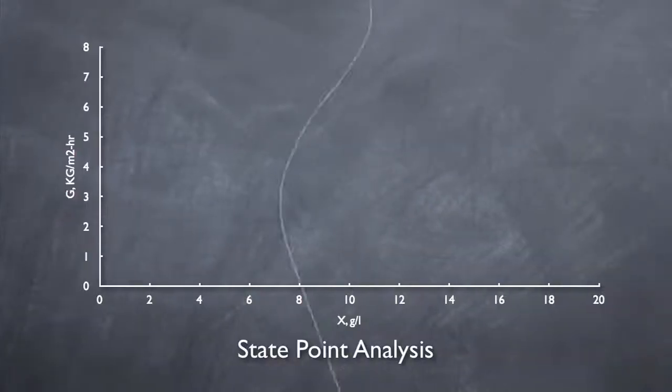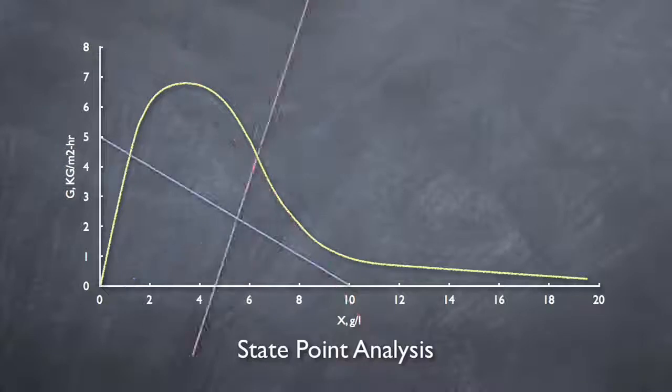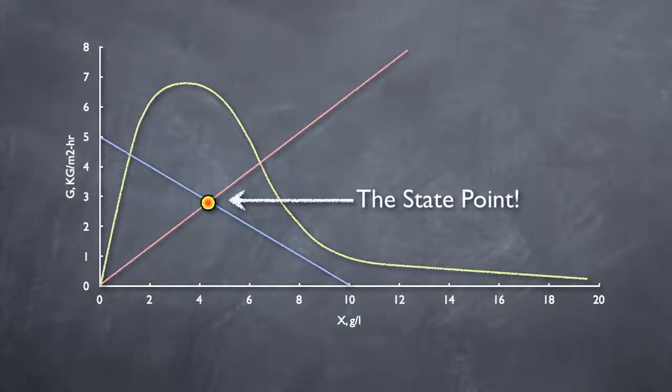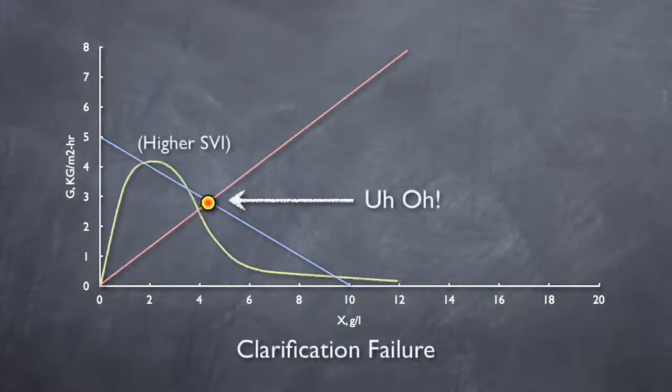Putting all the pieces together, we have our full state point diagram. So, how do we use it? We start by defining the actual state point. This is the point where the overflow rate line and the underflow rate line intersect. To ensure proper clarification, we want to make sure that this line falls underneath the settling curve. If this point falls above the settling curve, the clarifier is failing in clarification.